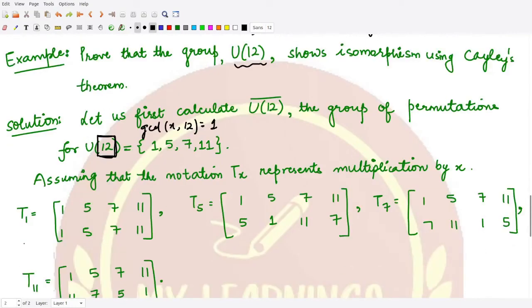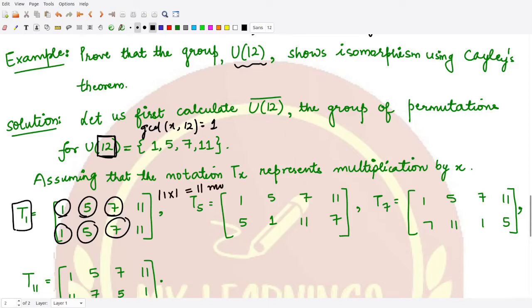So the first element T1 is where we multiply each element by 1. So 1 multiplied by 1 modulo 12 is 1. 5 with 1 is 5, modulo 12 is 5. Then 7 with 1 is 7, modulo 12 is 7 only. 11 multiplied with 1 is 11. When we take mod 12 of it, it is just 11. So we have these entries, and this represents the identity permutation.